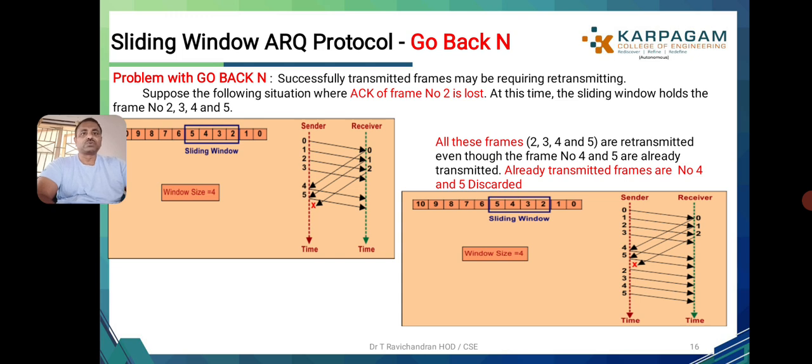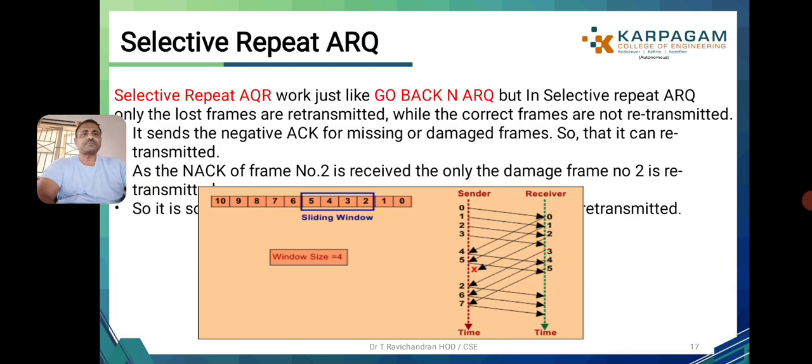So frames 2, 3, 4, 5, the 4 buffered frames, are retransmitted. The 2, 3, 4, 5, the 4 frames, are sent from the sender to the receiver. This is the main concept of the Go-Back-N sliding window protocol.